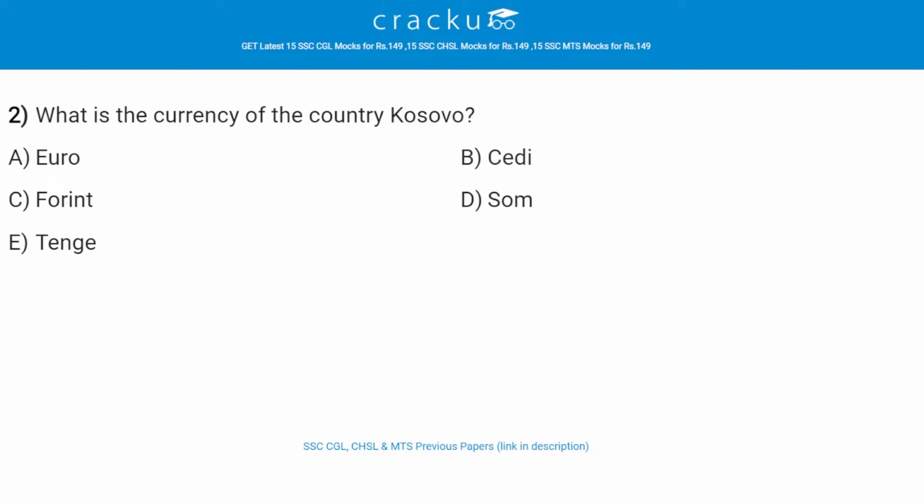5:1. What is the currency of the country Kosovo? The correct answer is A, that is Euro. The Euro is the official currency of 19 of the 27 member states of the European Union, and this group of states is known as the Eurozone.